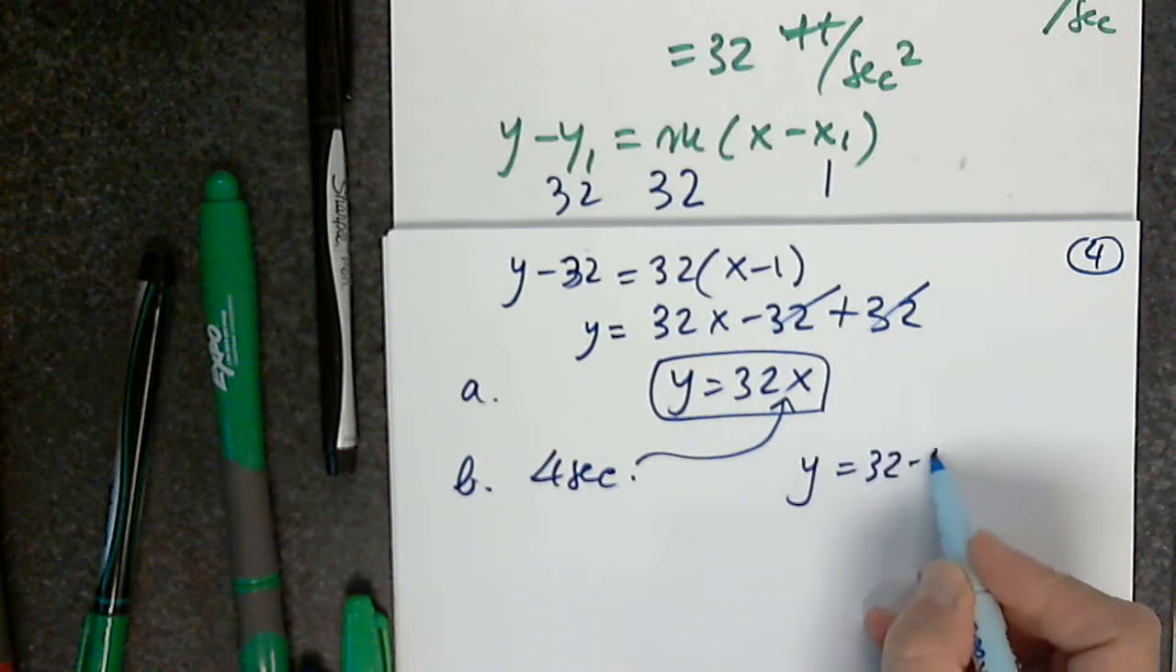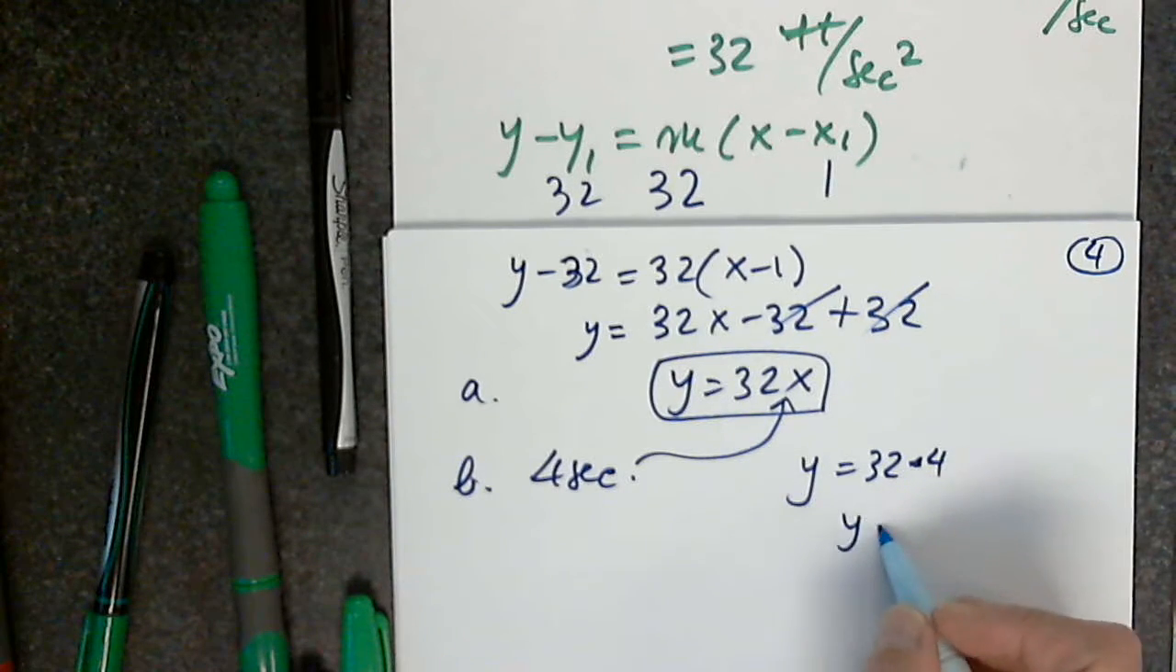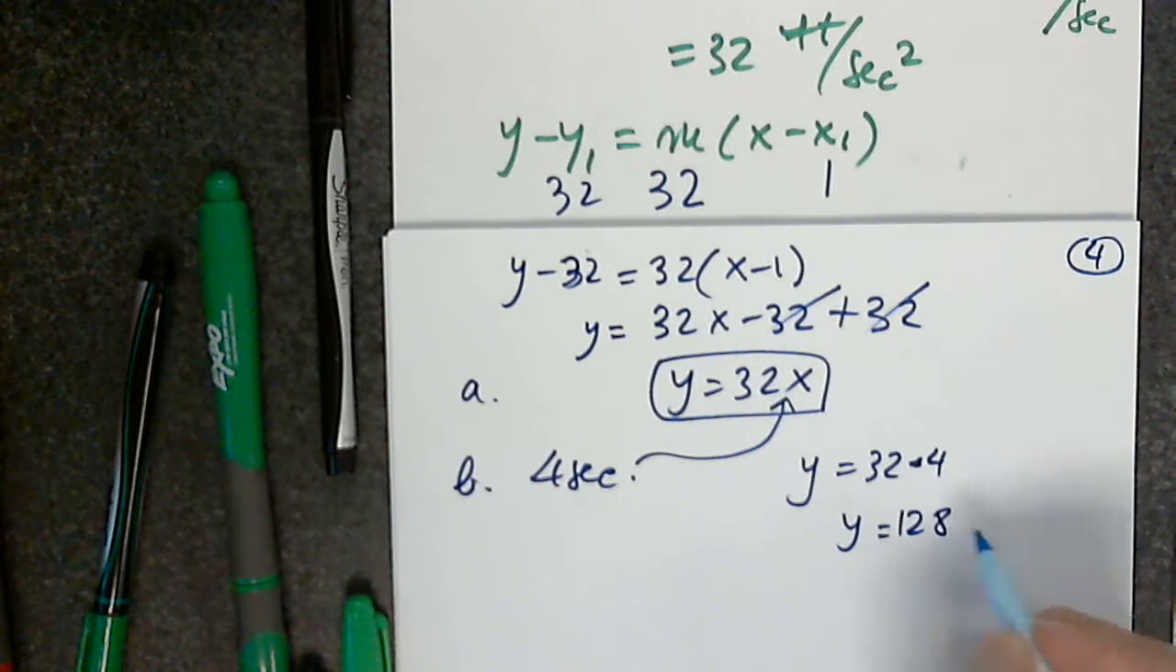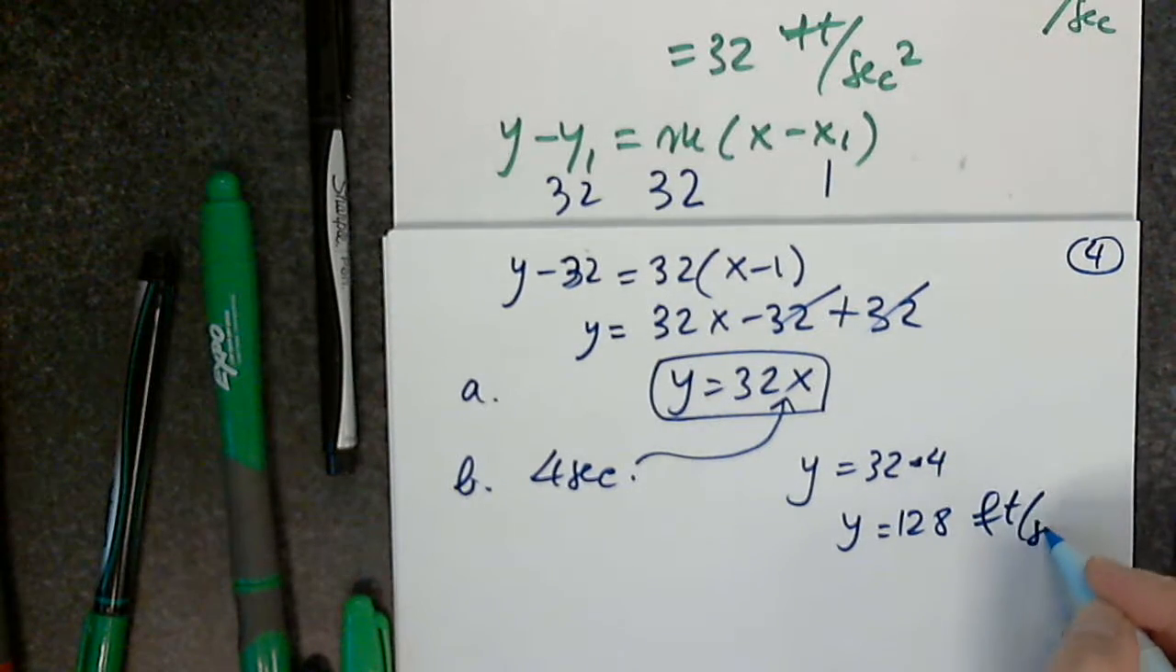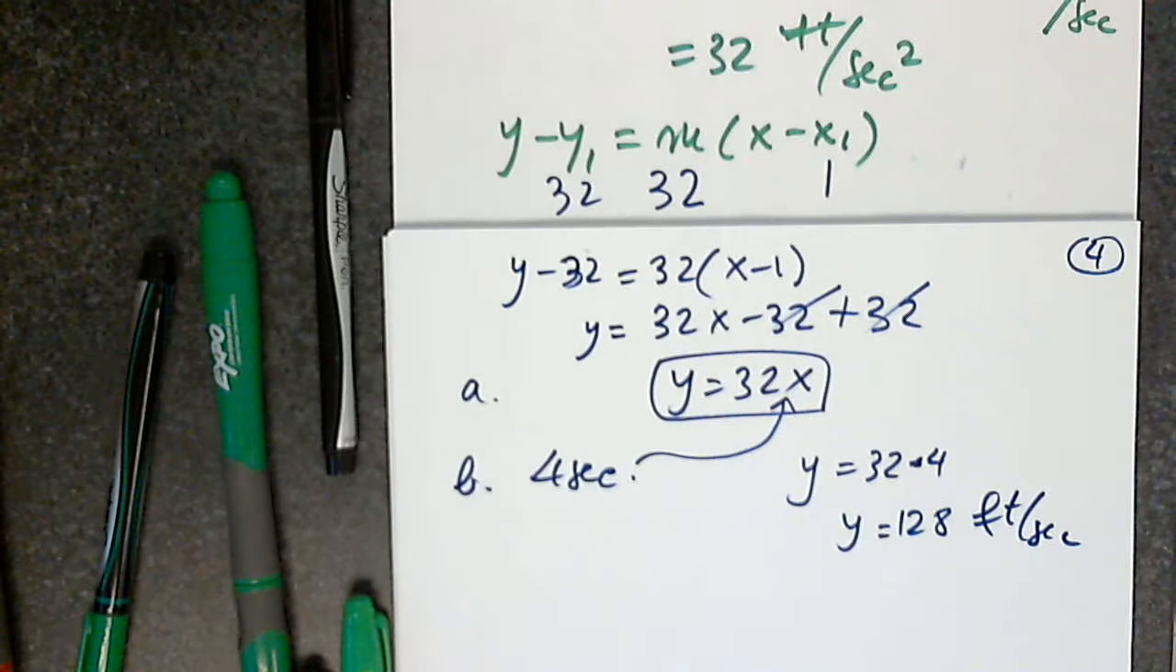So y equals 32 times 4. So then y equals 128. Measurement unit, please. Feet per second. Excellent. Very good.